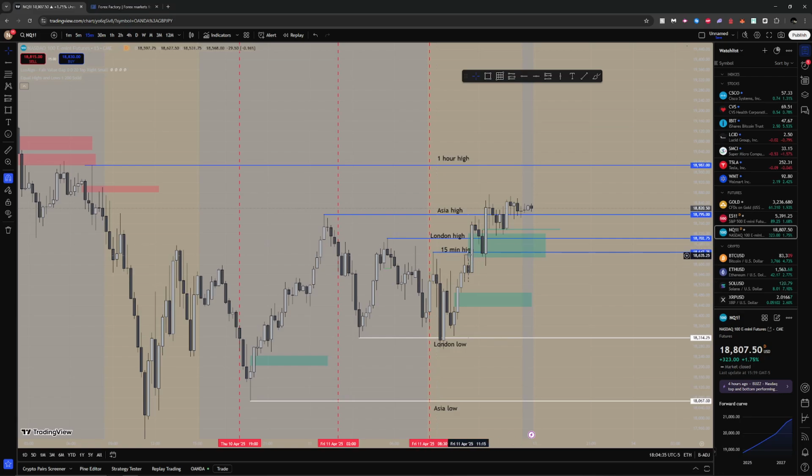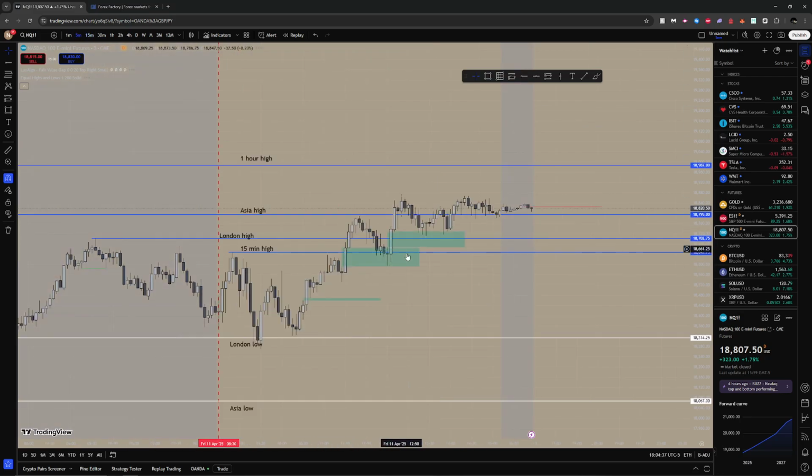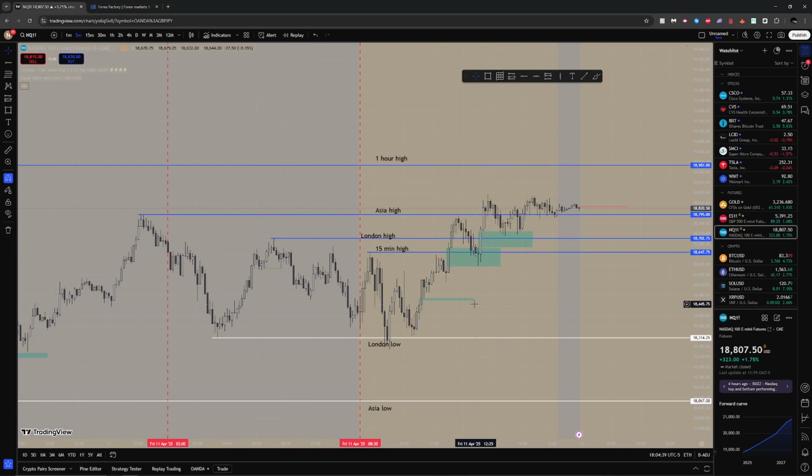Alright, so to get into the 5 minute time frame on both. The way I like to trade futures during New York session is I like to wait for a 5 minute sweep of liquidity and a break of structure before I enter the 1 minute time frame, right?